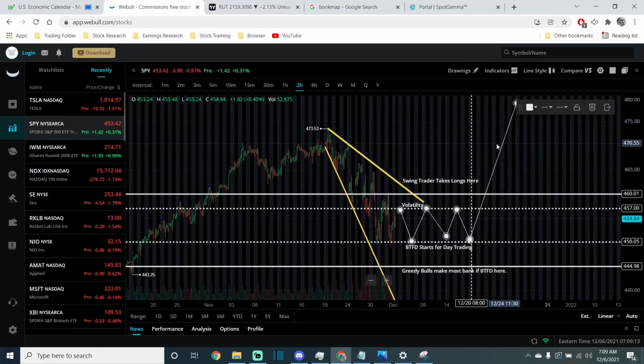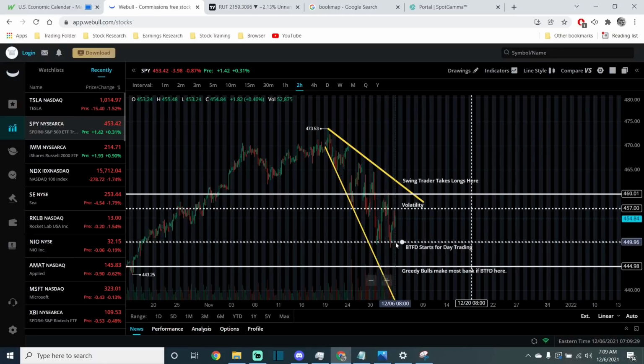Now, don't use this as what's going to take place either, but it is probable or possible that we do something like this, okay? What you are looking for, though, as a trader, or not an investor, but a swing trader, is this.